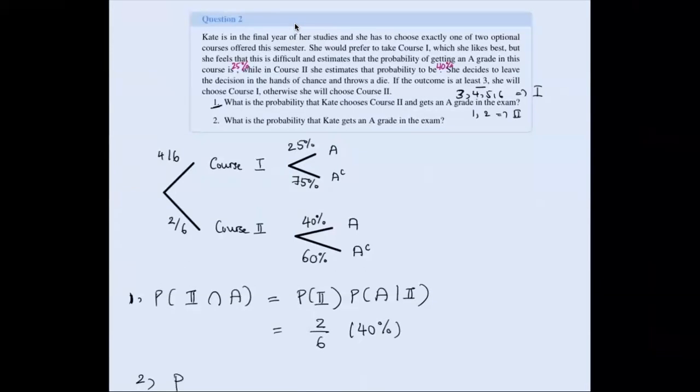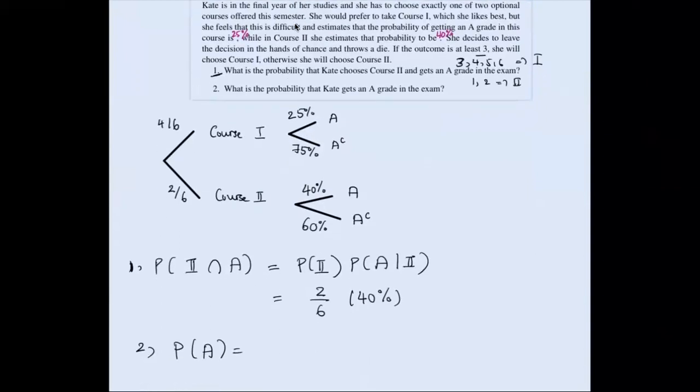Next one, we want to know the probability that Kate gets an A in the exam. Again, we will see in the diagram that there are two possible ways that she can get an A, either through this way or through this way. So what is the meaning of each way? The first way means the probability that she takes course 1 and she gets an A. This way is when she takes course 2 and she gets an A.